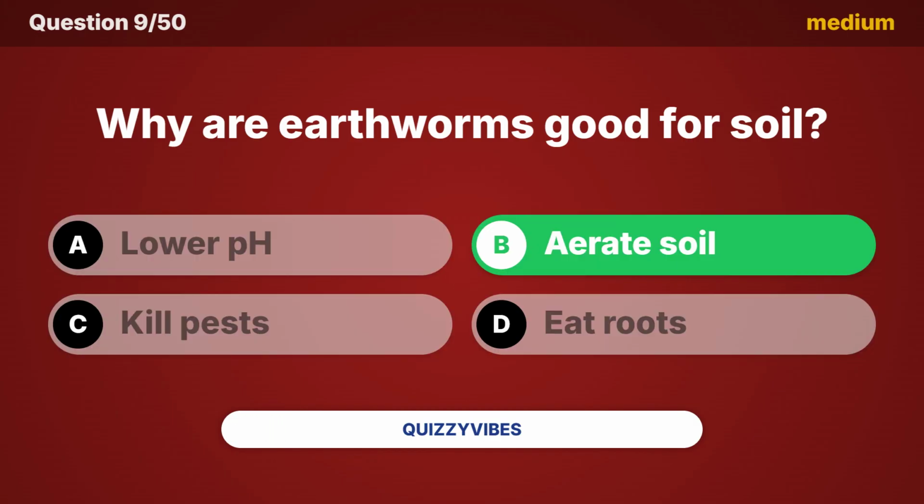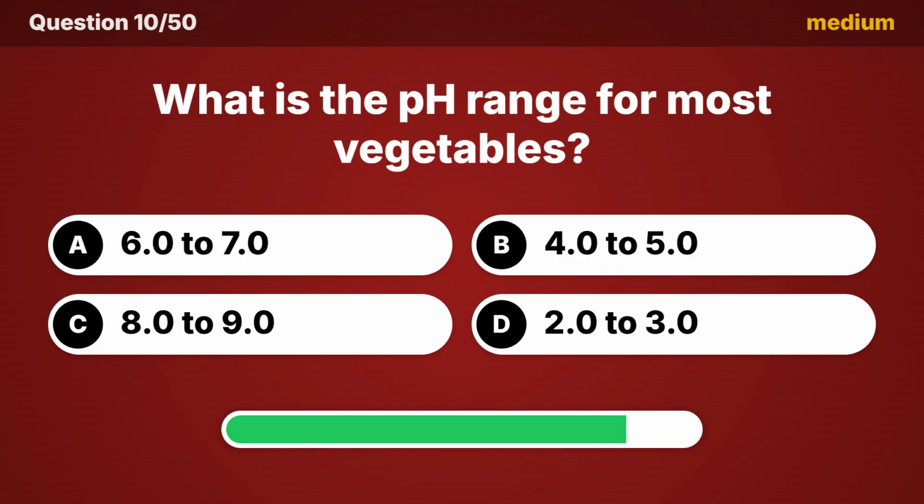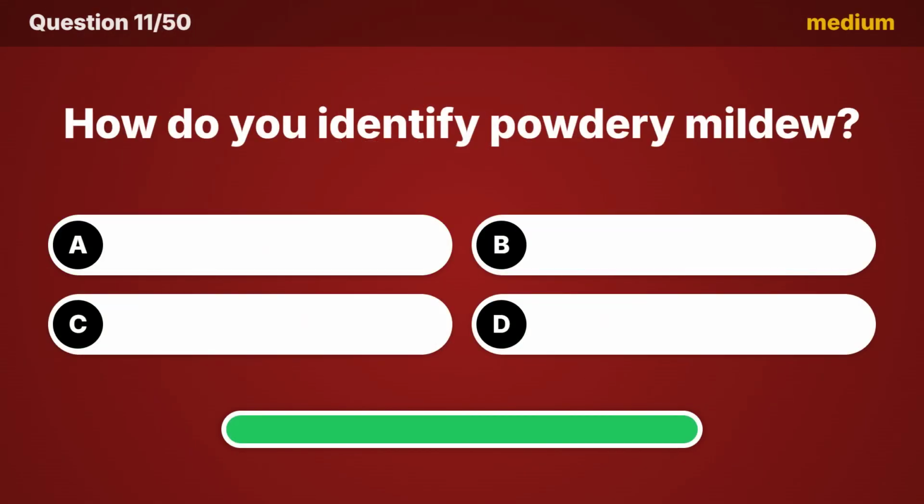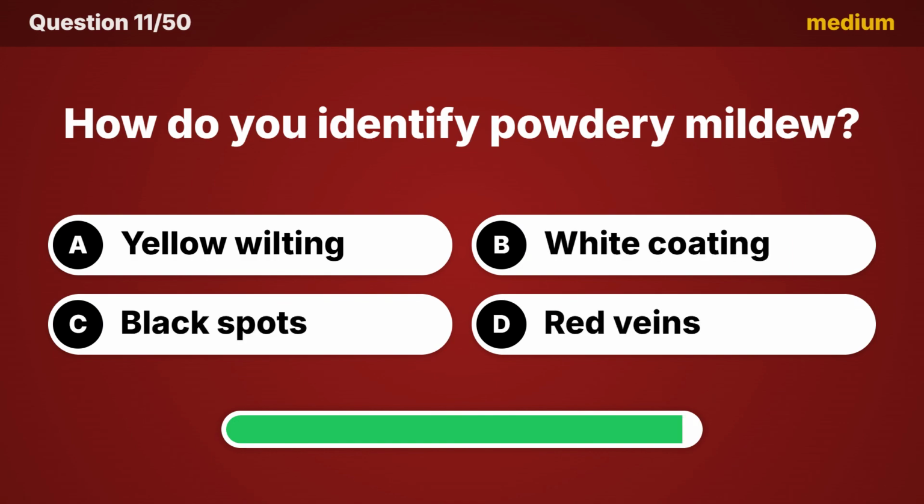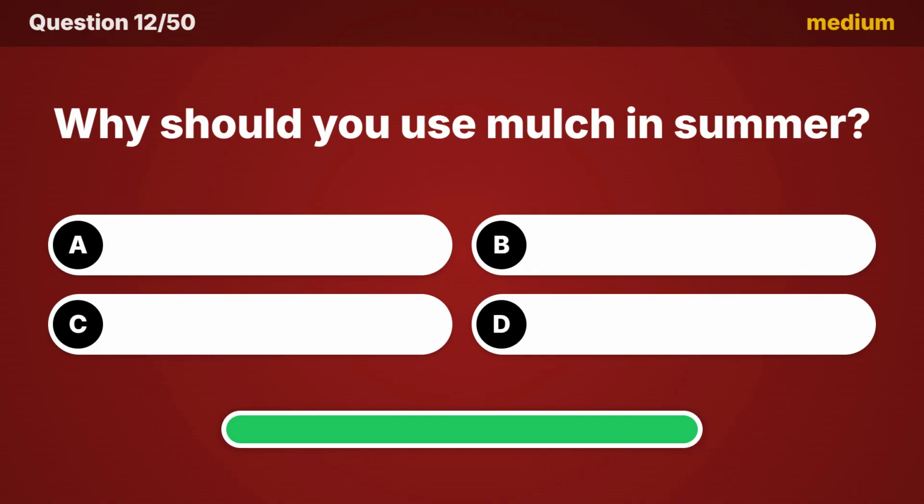Did you guess it? The answer is aerate soil. What is the pH range for most vegetables? Did you guess it? The answer is 6.0 to 7.0. How do you identify powdery mildew? Answer, white coating. Why should you use mulch in summer?